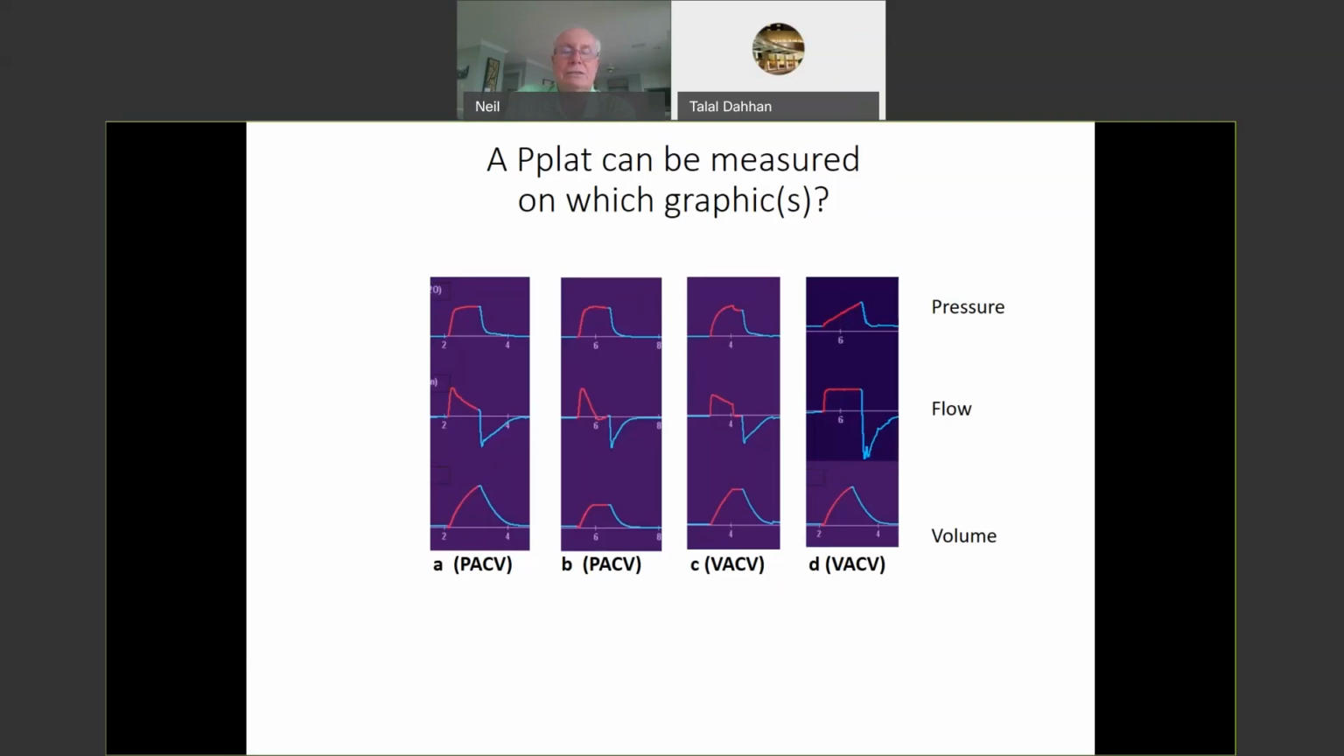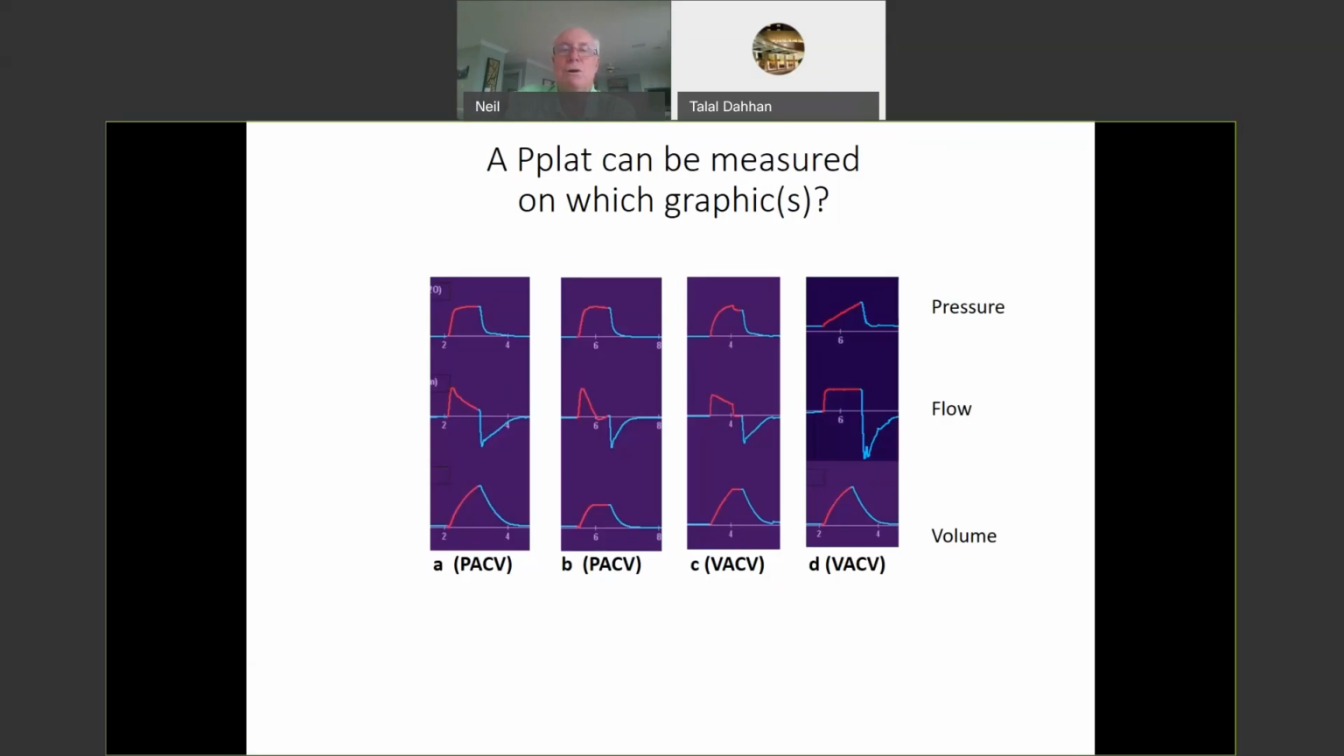The correct answer is actually in breath B and breath C. And the reason you can measure a plateau pressure there is you'll notice on breath B, at the end of the breath delivery, there's a short period where there's zero flow, no flow. And that means the pressure in the circuit up at the top is equal to the pressure in the alveolus. Breath C has the same thing.